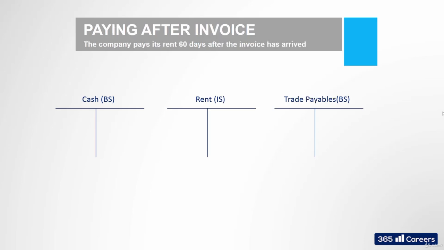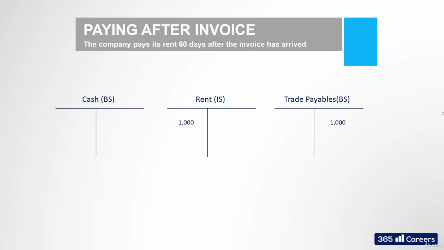Let's think of the second scenario. The firm could delay its payment by, let's say, 60 days. It receives an invoice for rent, but cannot pay it, and communicates that it will pay its obligation in 60 days. In this case, the firm will debit its rent account for $1,000 and will register it owes $1,000 to its landlords. We'll have to credit trade payables for $1,000.